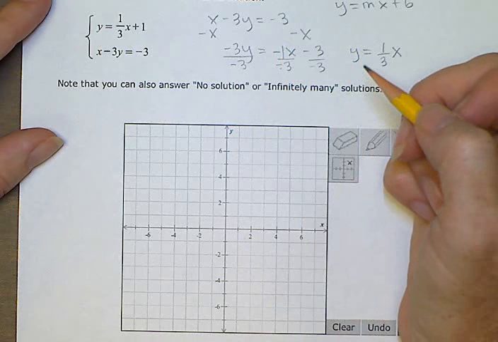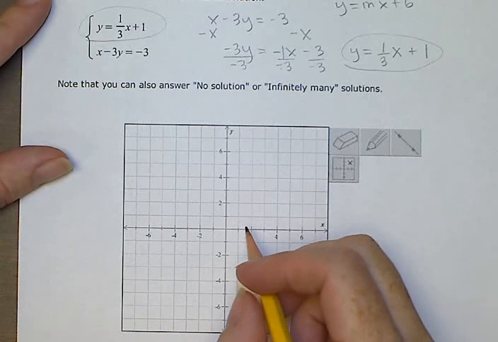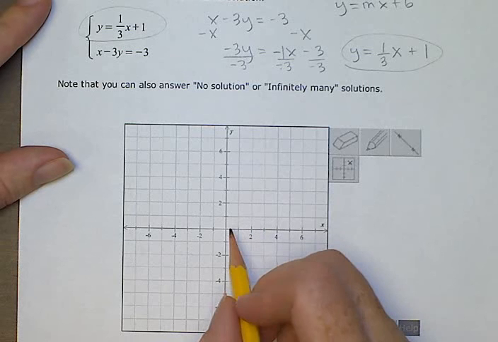That means we're going to start on the y-axis at 1. And then our 1/3 tells us to go up 1 and over 3. That's our second point. We went up 1, then over 3. Now we can draw a line. I'm going to try to draw a straight line, but it's usually pretty hard for me to draw a straight line.